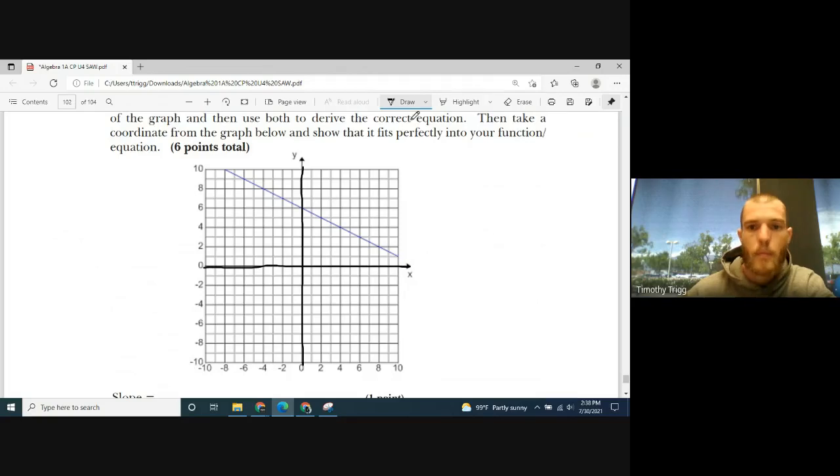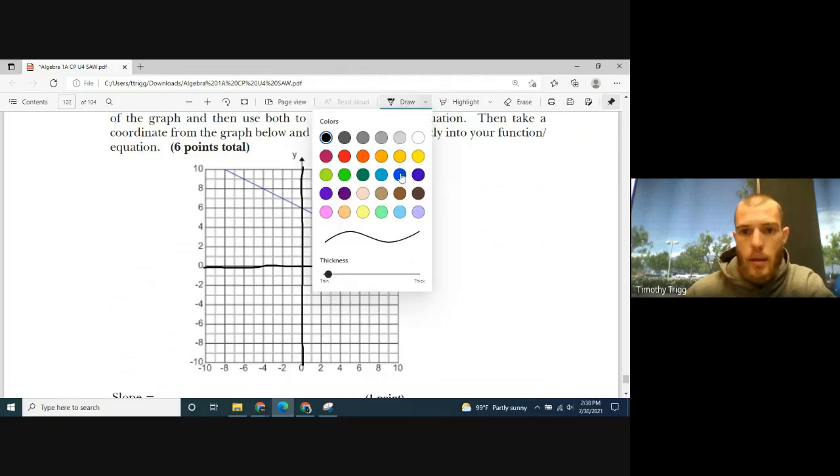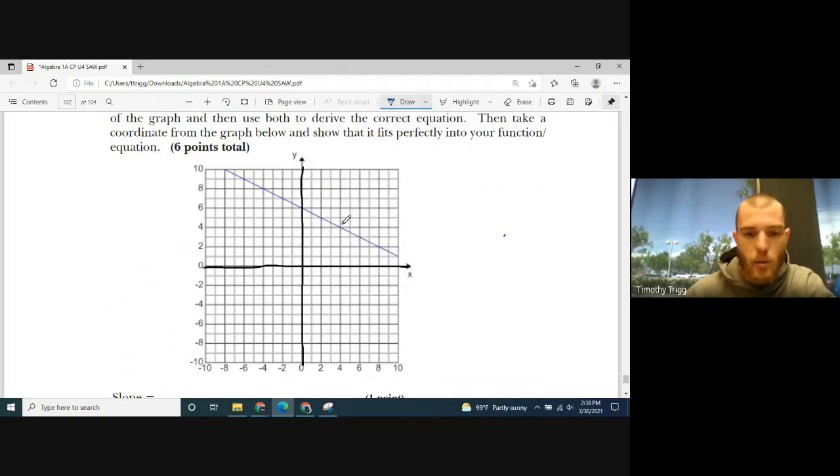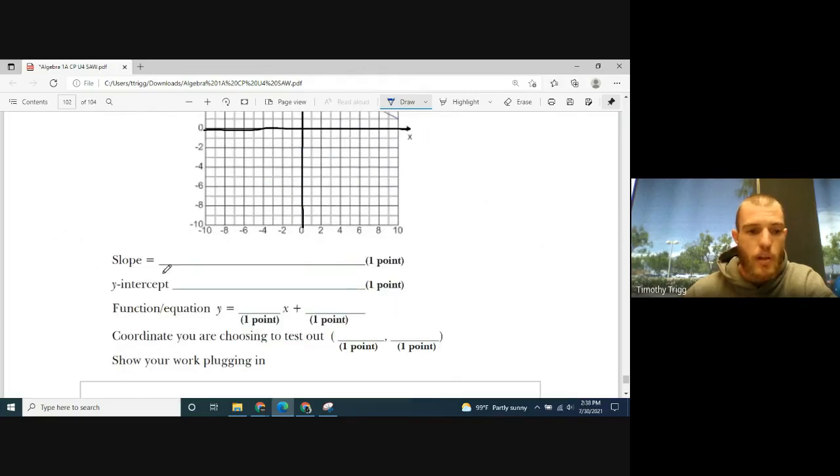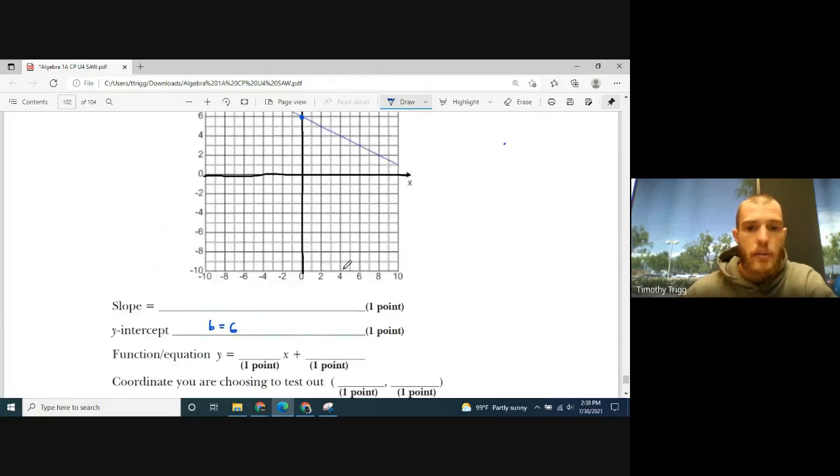Okay. And let's go ahead and take a look at the y-intercept. So the y-intercept is where our line crosses the y. So that's our b. Our b, our y-intercept in this case is 6. Now let's find our slope.